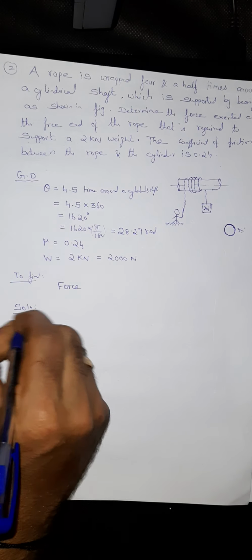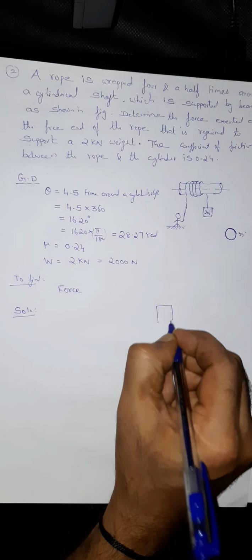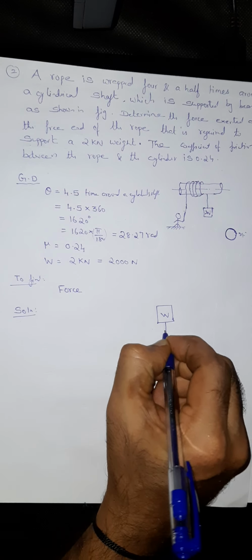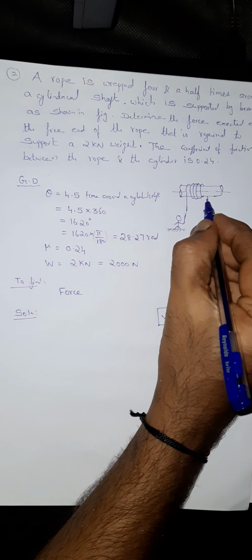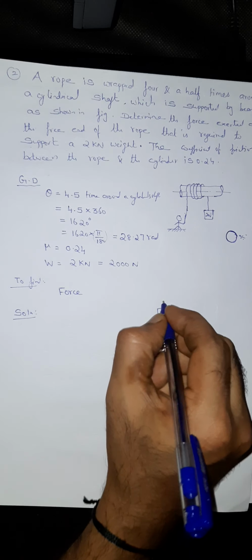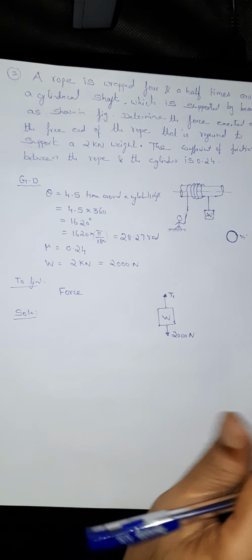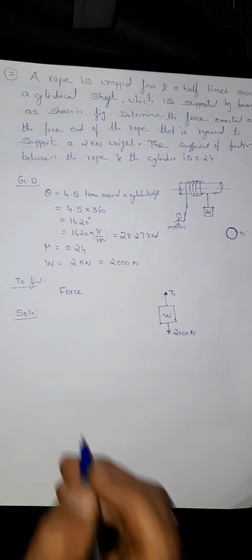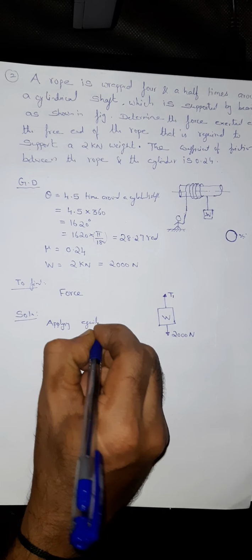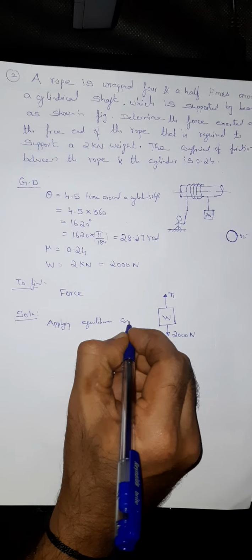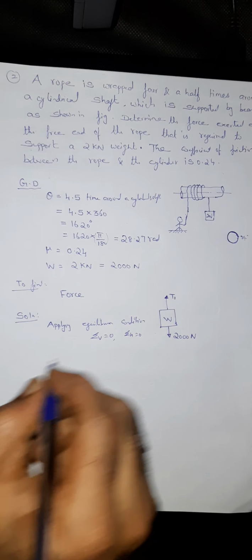Solution. I'm going to draw a small free body diagram of this. This is the weight which is acting vertically downwards of magnitude 2000 newton. And there is a rope tied. So this can be taken as T1, because this is the tight side, right? This is very tight, so this can be taken as the tight side T1. Applying equilibrium conditions, summation V equal to 0 and summation H equal to 0.